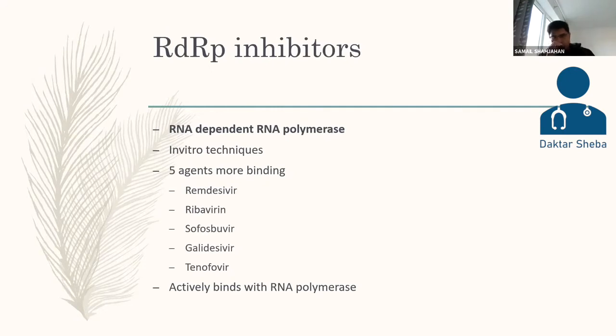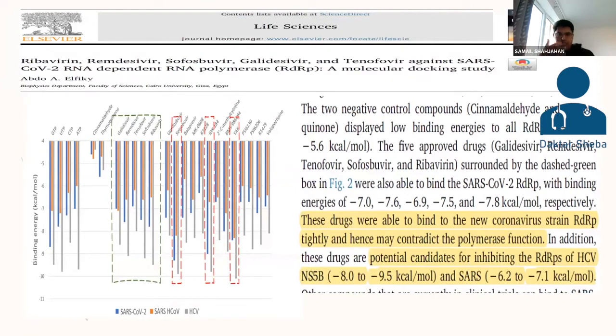So let's go to our first group, the RNA-dependent RNA polymerase enzyme inhibitors. Here I specifically want to mention five drugs, one of which we are already using in Bangladesh now, remdesivir. Their function is that they bind to RNA polymerase and eventually prevent virus replication. So this is a paper, an Egyptian paper by Egyptian microbiologists, right? They looked at what possible drugs can act on COVID or coronavirus.